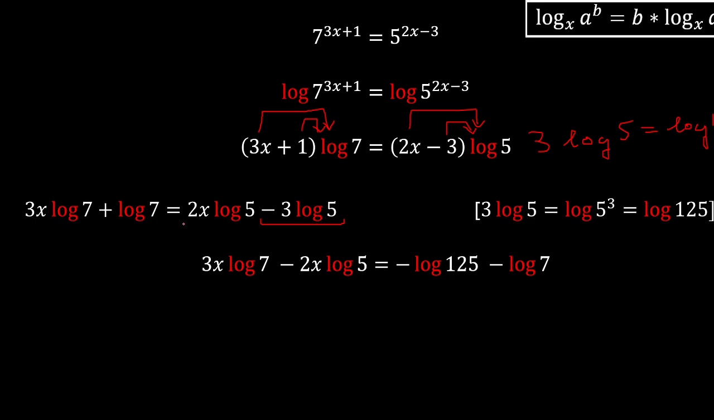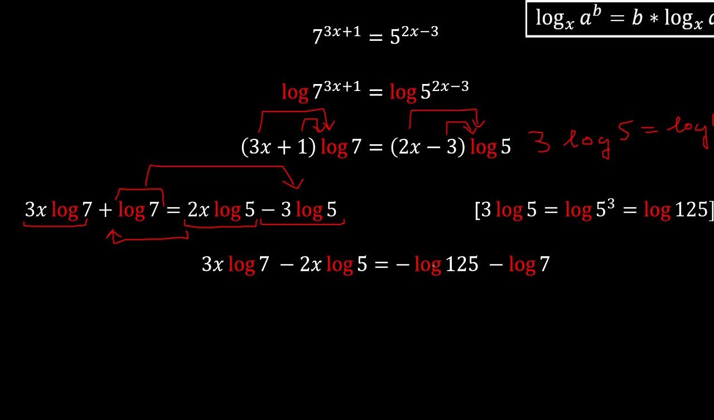Now let's move the like terms to one side. So we can move this 2x log 5 to this side with the 3x log 7, and we can move the log 7 to the constant side, with negative 3 log 5. And doing so, we just swap the right hand side and left hand side, or we can subtract, whichever way you like to do it. We would get this equation right here.